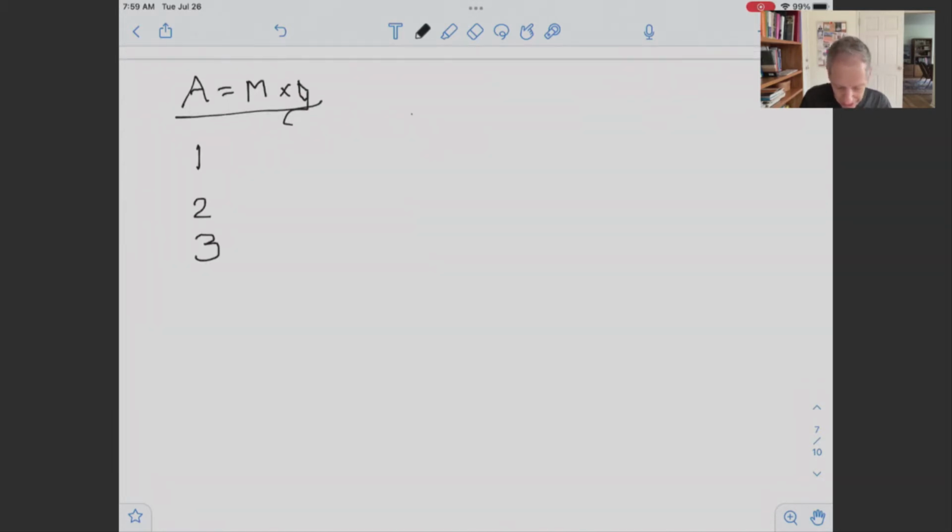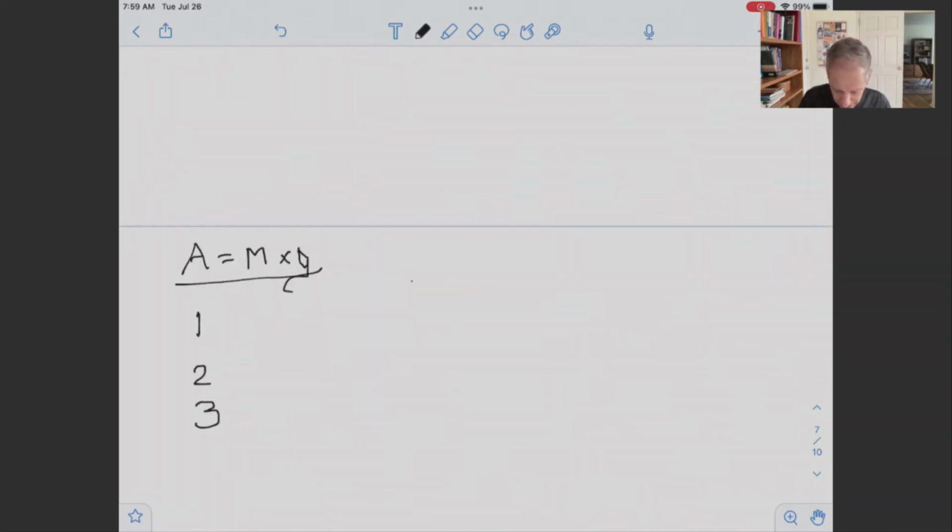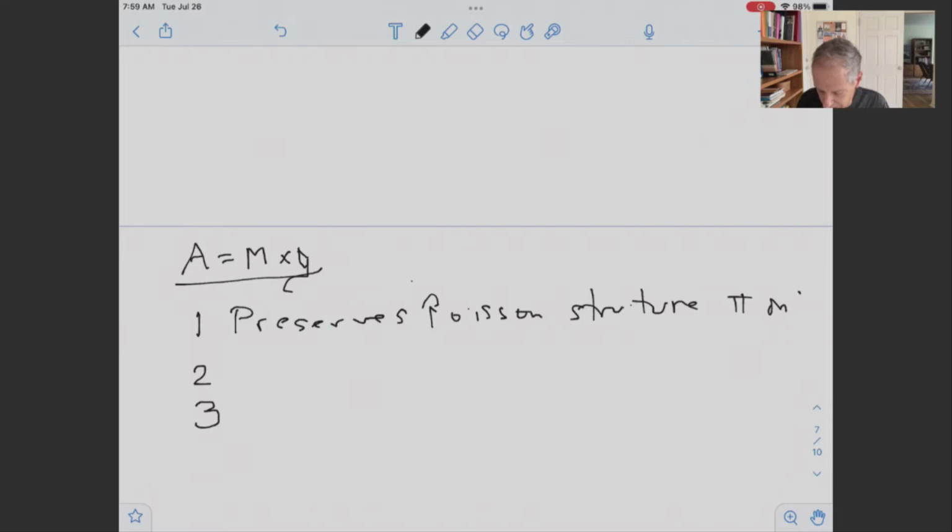One is that the action preserves the Poisson structure pi on M. Then we just call it a Poisson action.